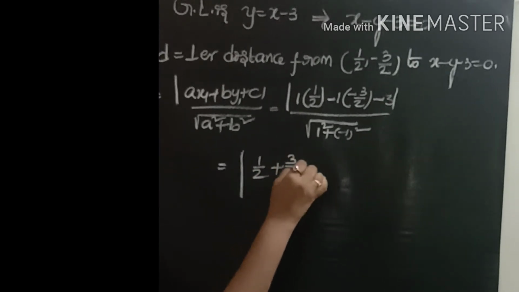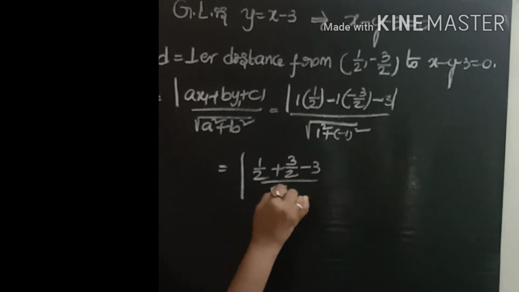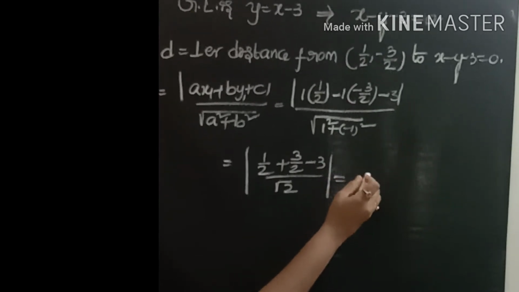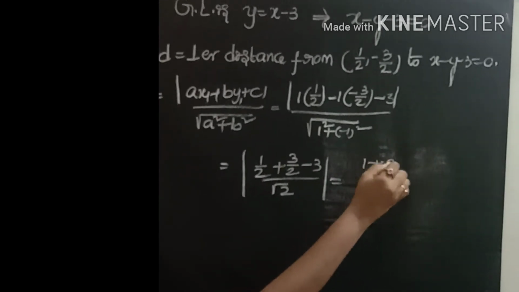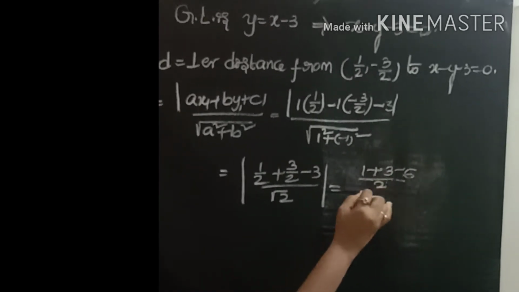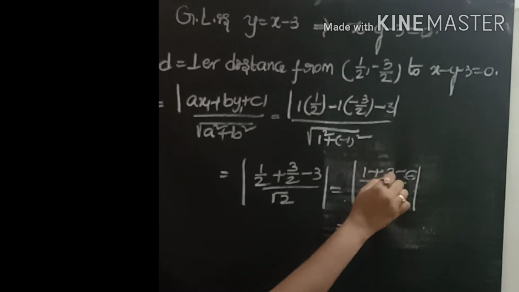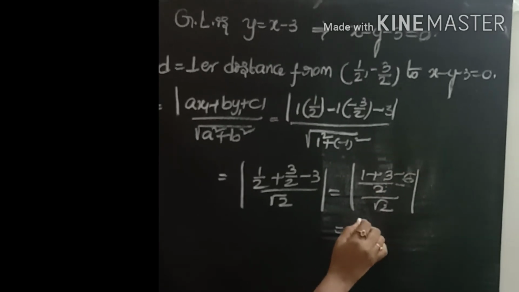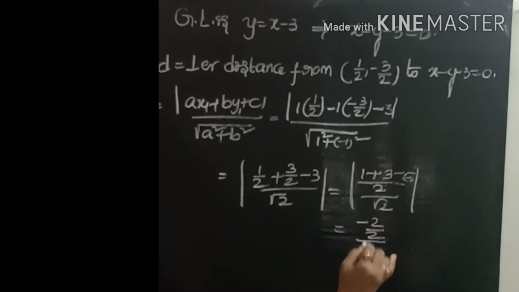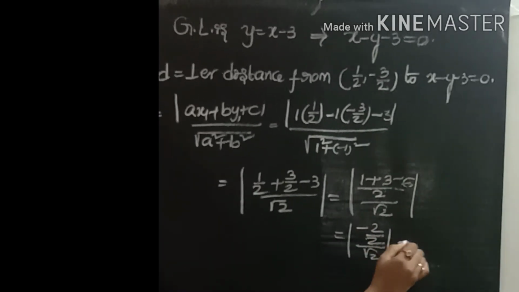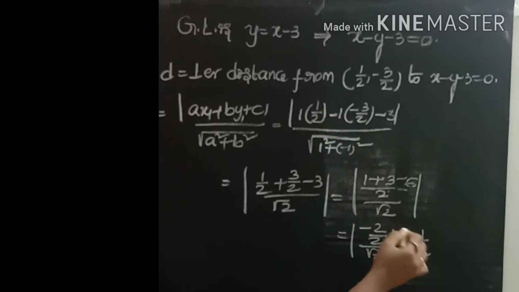This is equal to 1 by 2 plus 3 by 2 minus 3 by square root of 2. Taking LCM, 1 plus 3 minus 6 by 2 root 2. This is equal to 1 plus 3, 4 minus 2, 6 minus 2, minus 2 by 2 root 2, equal to 1 by root 2. So this is the d value.